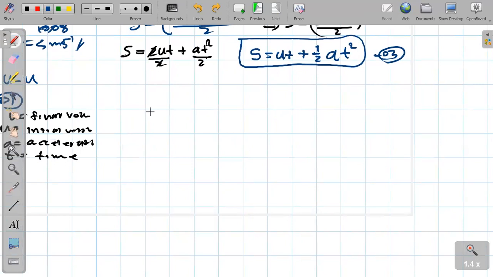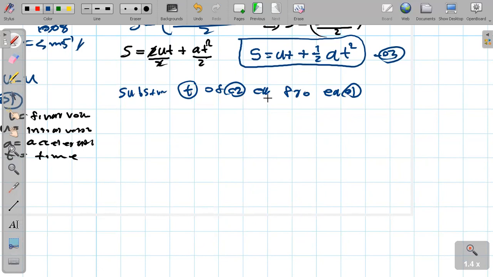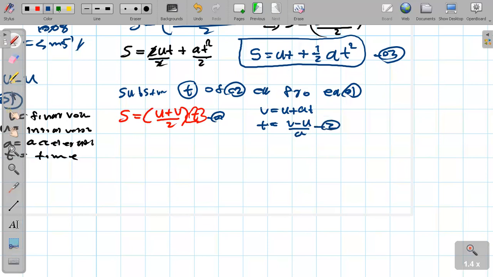Let's go for the next option. Substituting T of second equation from equation number one, substituting time of equation number two from equation number one. What is my equation number two? U plus V over 2 times T. Here this T will be substituted by what? V equals U plus AT. So time is going to be equal to V minus U over A. This is my new factor. So I am going to substitute this whole value into T. Now this equation number 5 into equation number 2. Let's see how it is going to be changing.